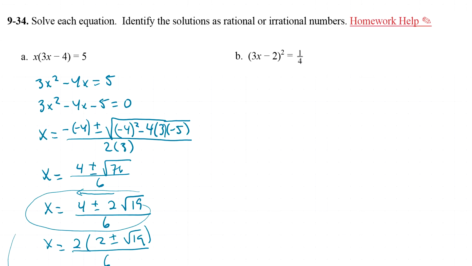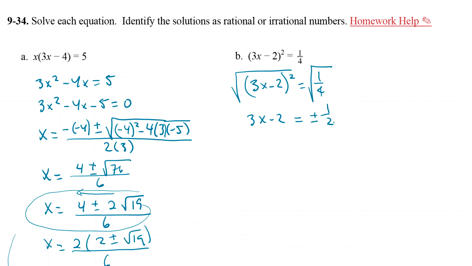All right, so B is a little different problem. It's in vertex form. So what I'm going to do to solve it is just take the square root of both sides. So if I take the square root of this side, I take the square root of this side. So this is 3x minus 2 equals plus or minus 1/2. And then this will be what? 3x equals 2 plus or minus 1/2. And then x equals 2 plus or minus 1/2 divided by 3.